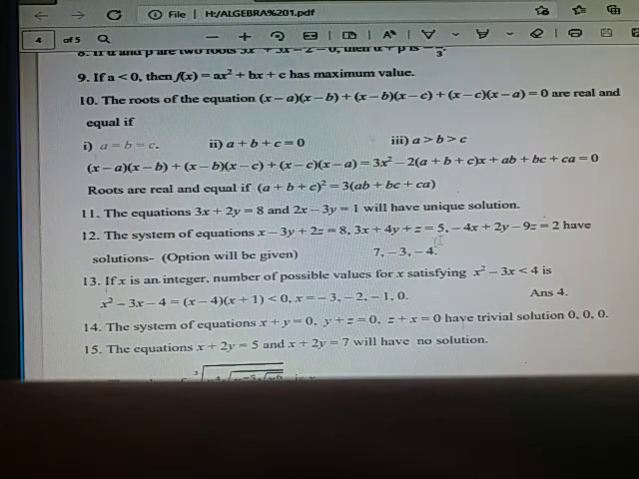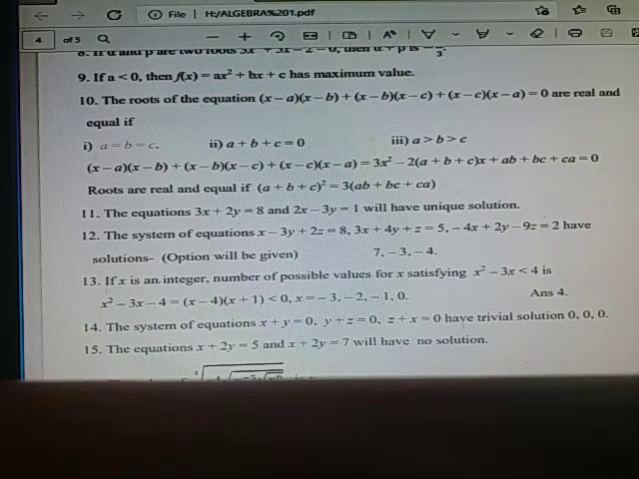Then number 11, you see, we will have a unique solution, because this coefficient determinant is a non-zero value. This is a system of equations, it is simple. Options will be given, see which one will satisfy. You go on trial and error method, because options are given, and x is an integer, number of possible values of this is this one.